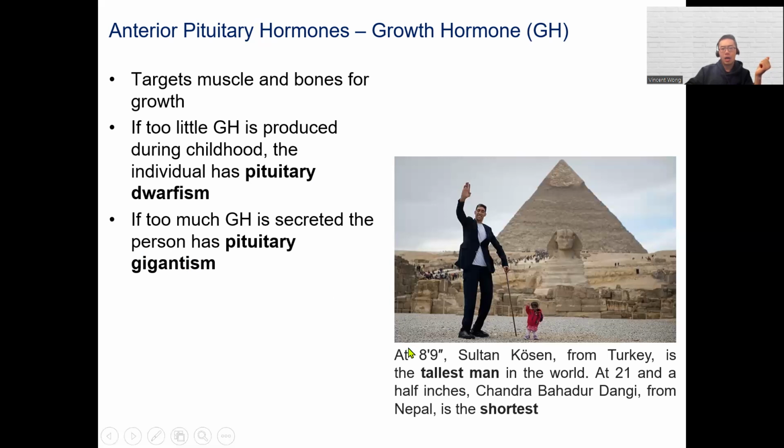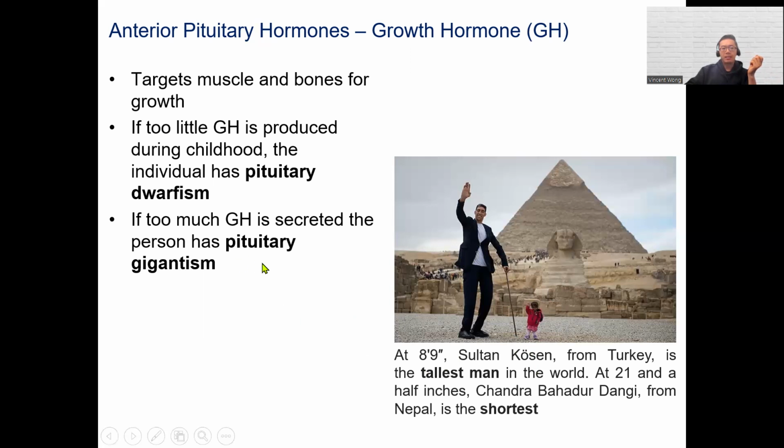I don't know if this picture is still the record, but when I looked it up a couple years ago, this was the tallest man. I don't know if he still is, and he's from Turkey, and he is 8'9". That's pretty tall, right? And then next to him is the shortest person, from Nepal. So they got together and took a picture just to show the contrast. He would have pituitary gigantism, and she would have pituitary dwarfism in this particular case.